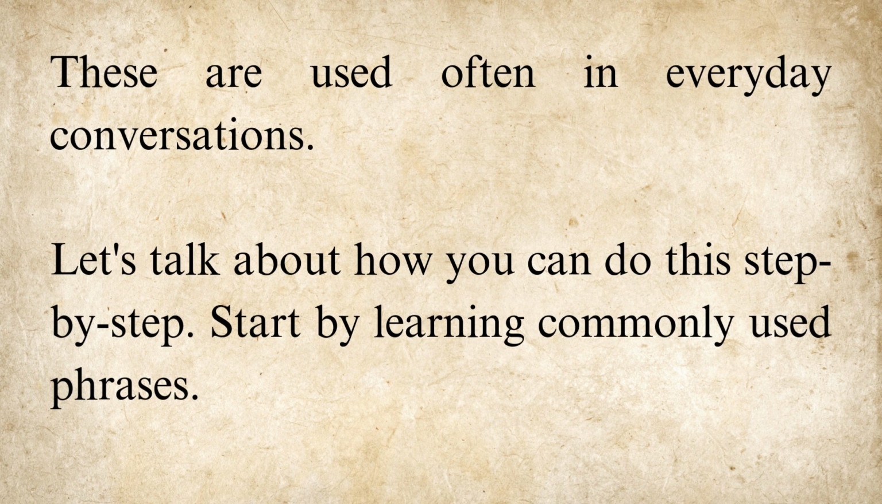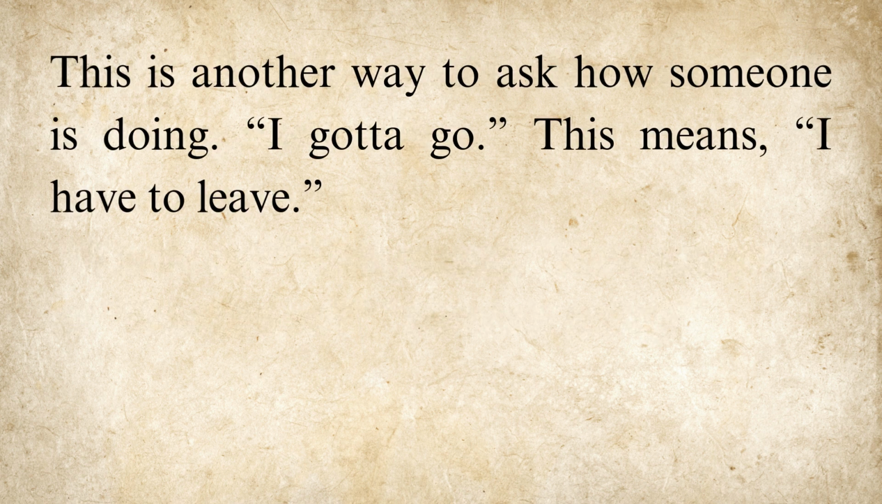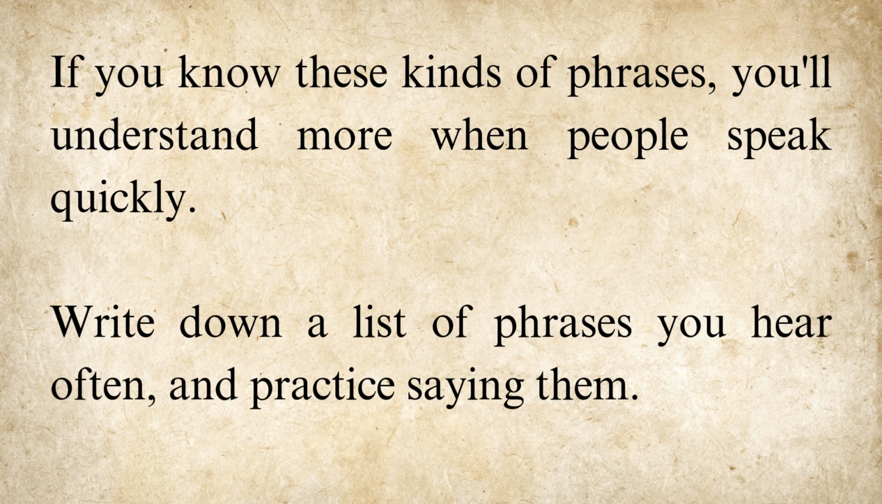Start by learning commonly used phrases. In fast English, people often use short, casual expressions like, "What's up?" This means, "How are you?" or "What's new?" "How's it going?" This is another way to ask how someone is doing. "I gotta go." This means, "I have to leave." If you know these kinds of phrases, you'll understand more when people speak quickly. Write down a list of phrases you hear often and practice saying them.